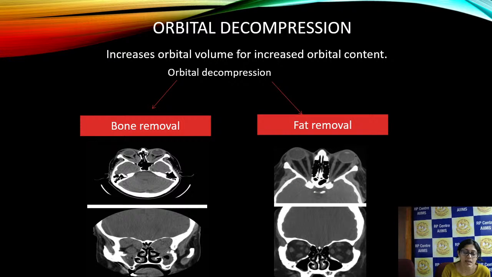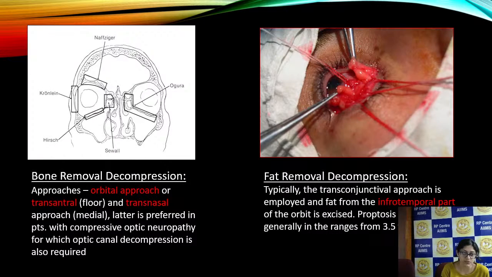Orbital decompression can be done by bone removal or by fat removal. In bone removal, we have 3 approaches. We have an orbital approach, transcentral approach, or transnasal approach. The transnasal approach is preferred in patients with compressive optic neuropathy, for which optic canal decompression is also needed. In fat removal, we typically go through an inferotemporal transconjunctival approach, and from there the fat is excised.